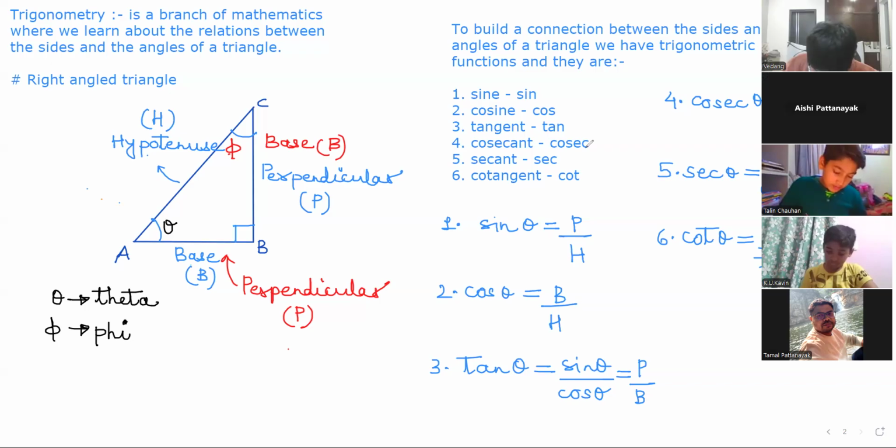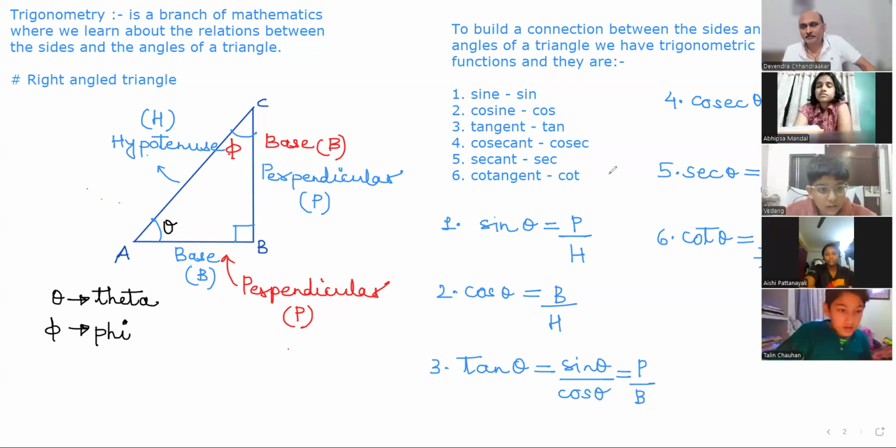So kids, I hope you have noted it. Kevin, Talin, Aishi, Vedang. Sir, almost, as Abhipsa, theta's trigonometric function. Okay. Write it neatly but quickly, because this session will not be repeated. Take it as your first session only.